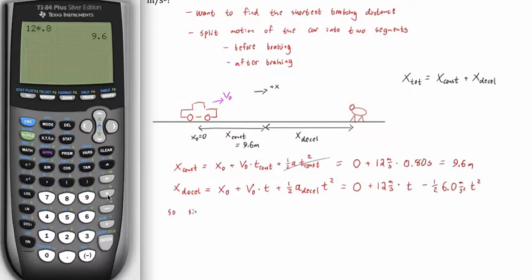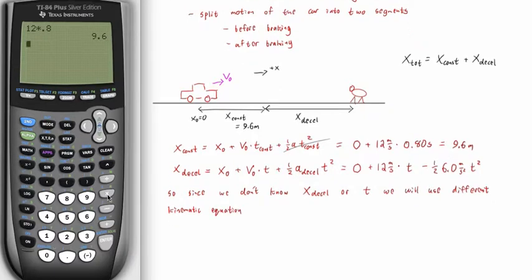So since we don't know x deceleration or the time to do so, we will use a different kinematic equation. And the kinematic equation we're going to use is one that relates velocity to distance. We will use the equation of velocity as a function of displacement. So which one is that? Well, that's the kinematic equation that says v squared equals v naught squared plus 2a times x minus x naught.